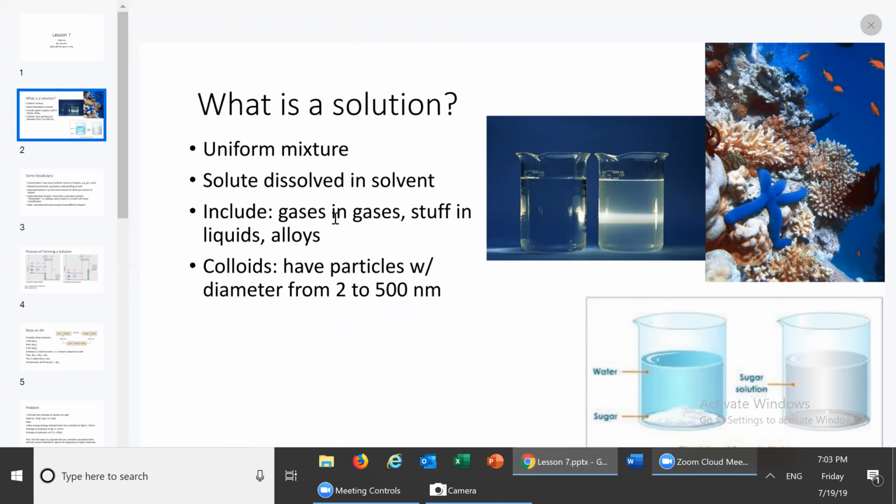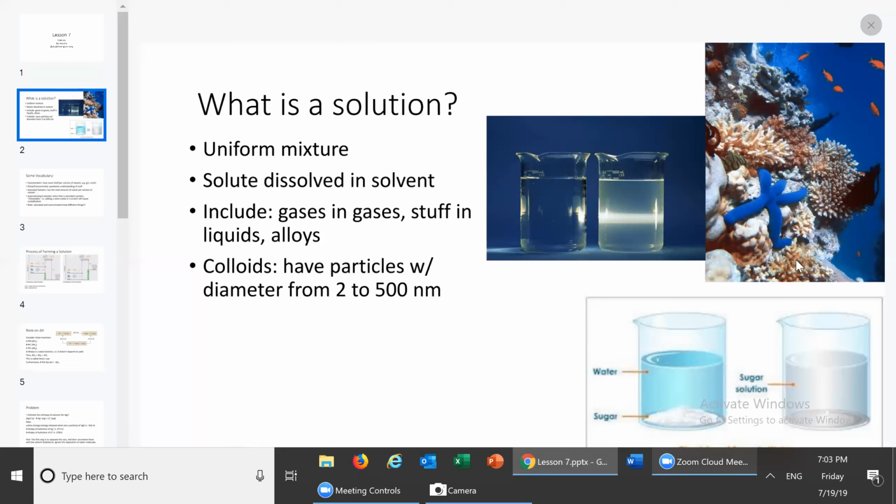There are a lot of different kinds of solutions. We can have gases mixed with gases. For example, the air would be a solution because we have a mixture of oxygen, nitrogen, argon, carbon dioxide, and a bunch of other stuff. We can have a lot of different things dissolved in liquids. We can have gases dissolved in liquids, solids dissolved in liquids, and other liquids dissolved in liquids.